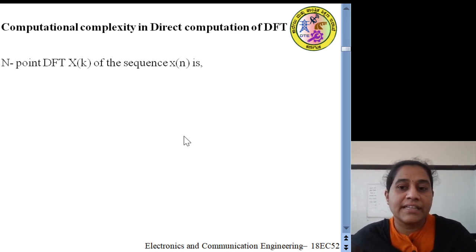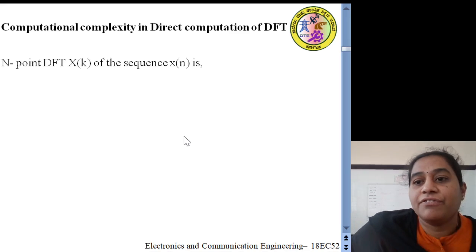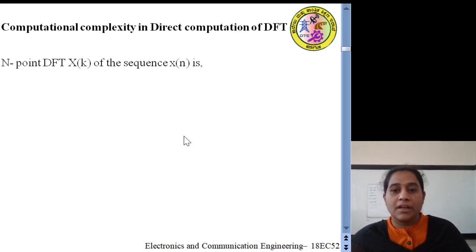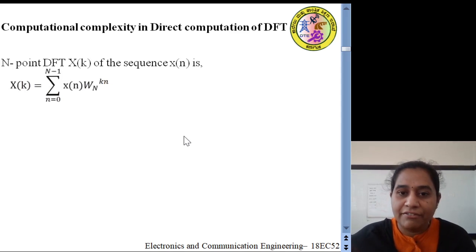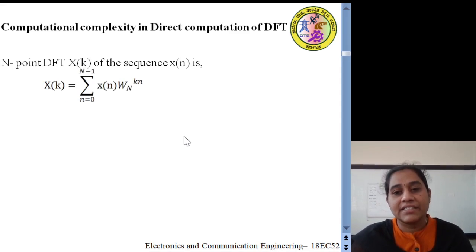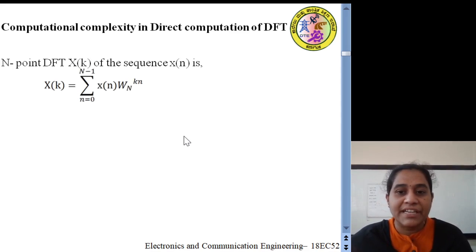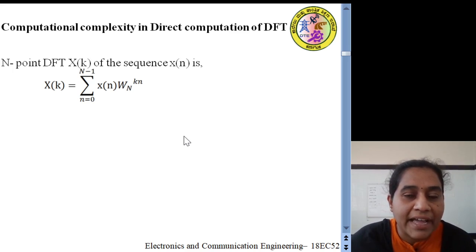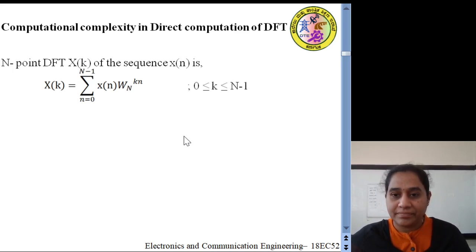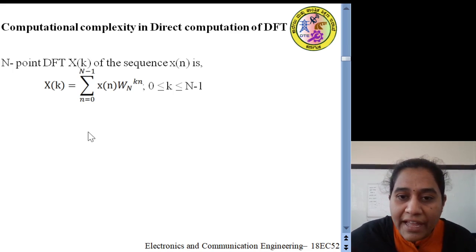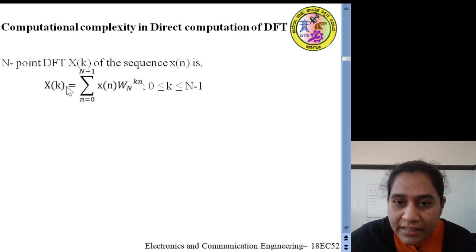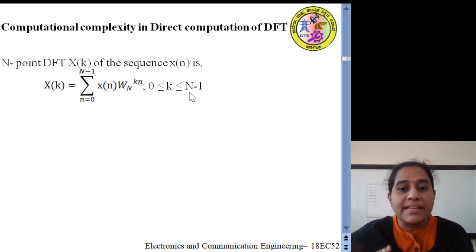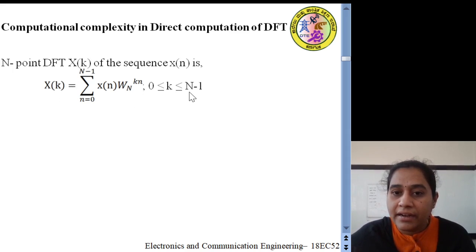First, let us consider the equation for the discrete Fourier transform. For finding the N-point DFT of the sequence x of n, we have the equation X of k is equal to summation n varying from 0 to N minus 1 of x of n into W_N raised to the power of kn. Here the value of k in X of k varies from 0 to N minus 1, that is, there are N samples in X of k.